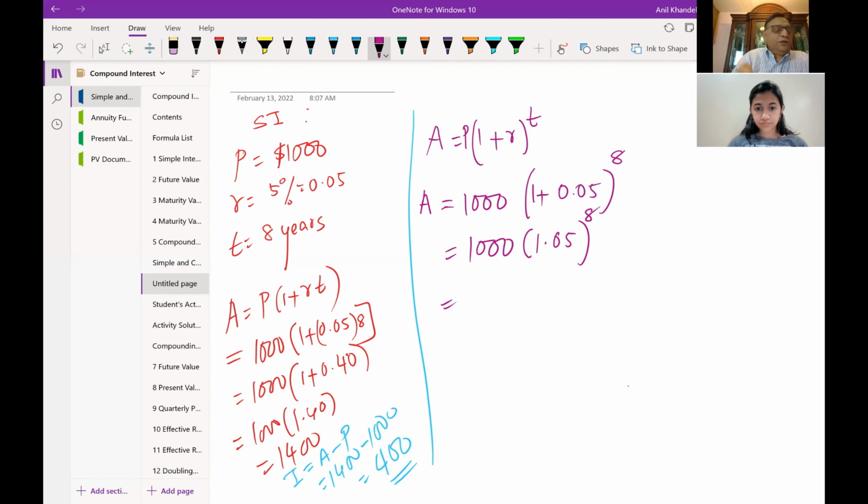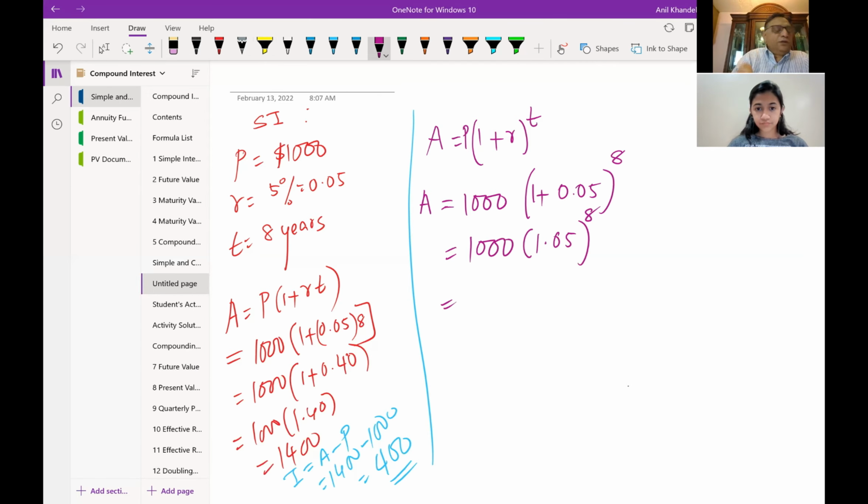And if I use the calculator, what value do I get? So we will do 1.05 to the power of 8. And when I say equal to, and then multiply by 1000, I get the answer as 1477.455, right? So let me round it to 1477.46. Is that okay? So whenever you work in currencies, round it to two decimal places. So that is the amount you get.